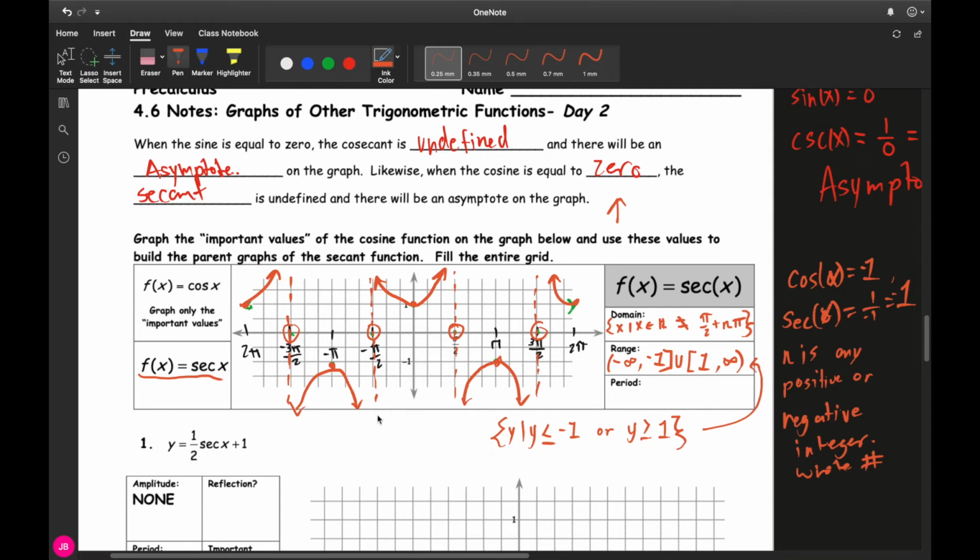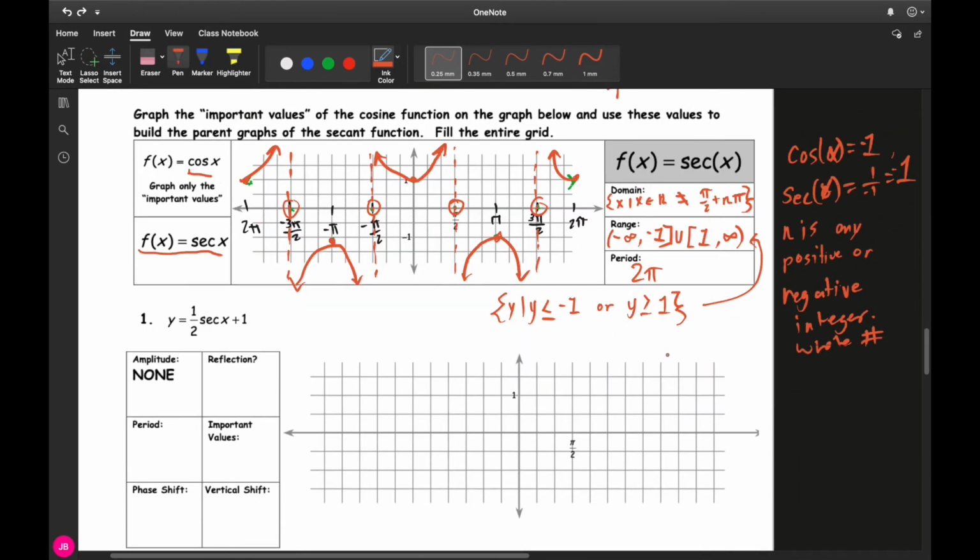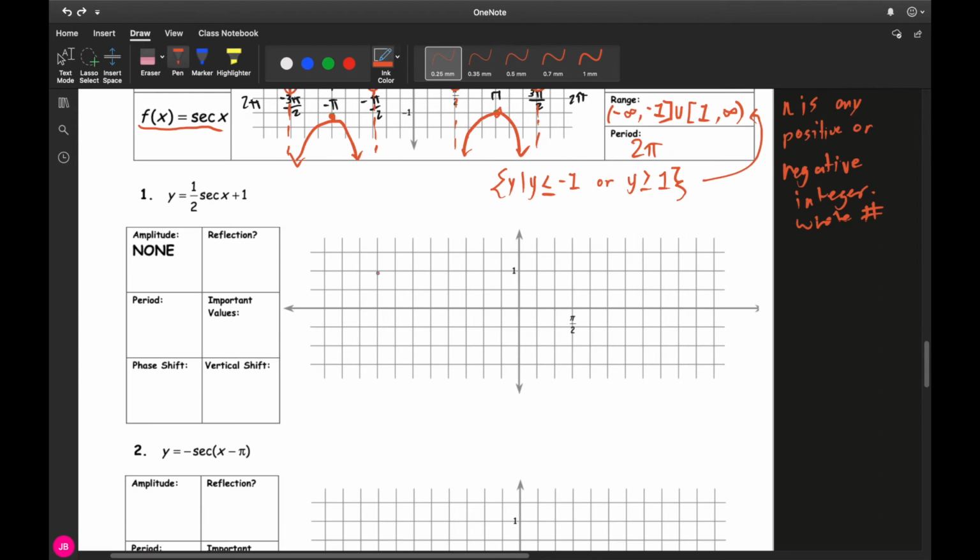And then the period is actually going to be the same as cosine. So a lot of this is going to be the exact same as its reciprocal trigonometric function. So if the period of cosine is 2 pi, then the period of secant will also be 2 pi. And since we didn't have any transformations here, the period is just going to be 2 pi. So let's look at what happens when we do have some transformations.